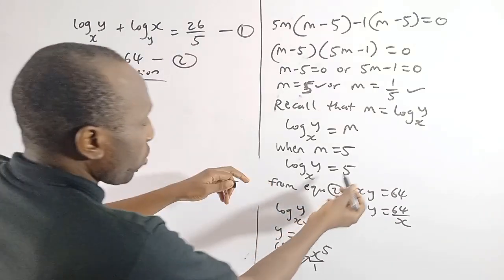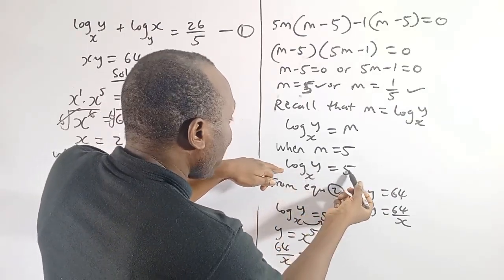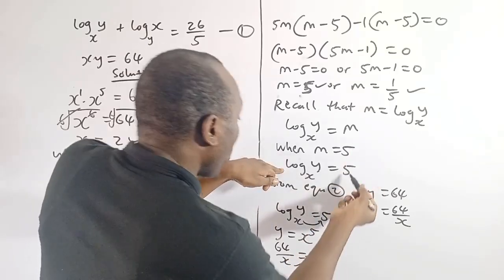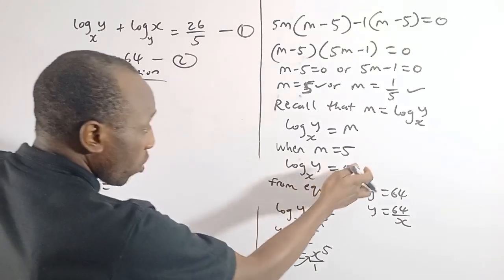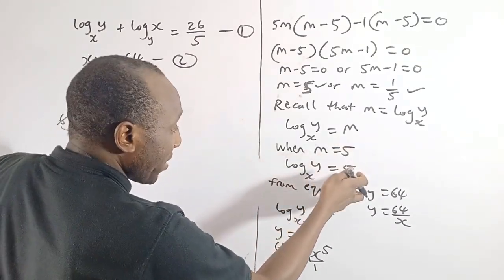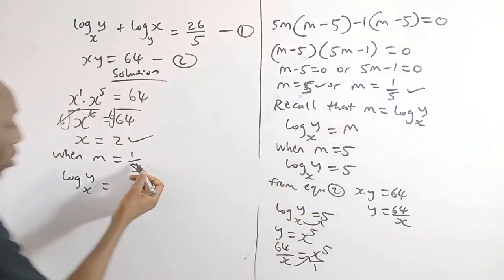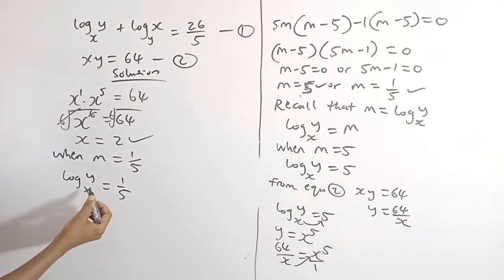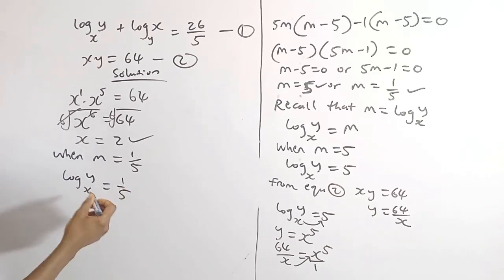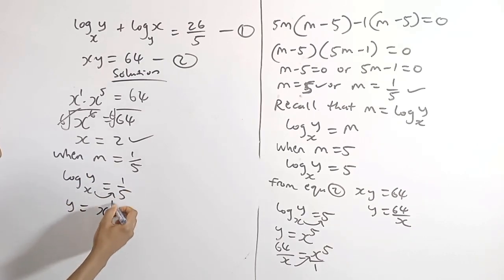So the same thing here, I'll just use this from here. So from here now, log y base x won't be equal to 5 anymore. It will be equal to 1 over 5. When m was 5, we had it set to 5, but now we are using 1 over 5, because m here is 1 over 5. When we change this to an exponential equation, y here is now equal to x raised to the power of 1 over 5.